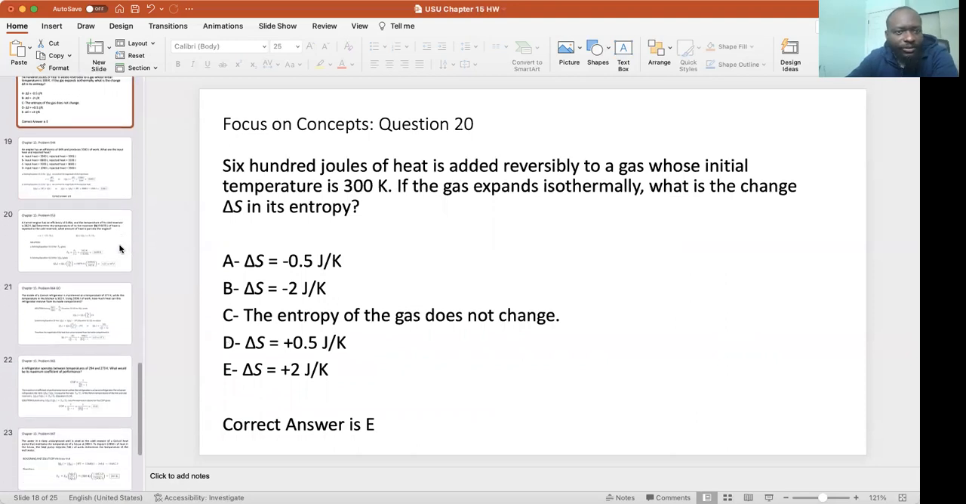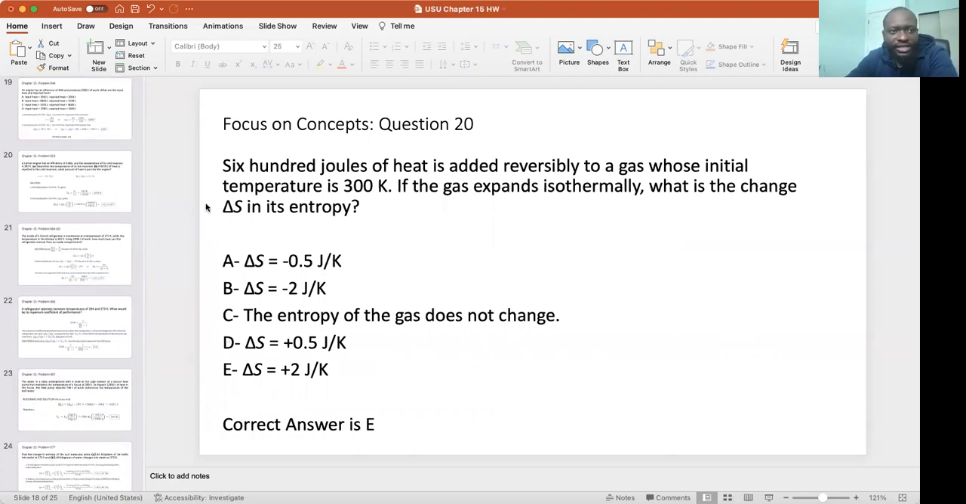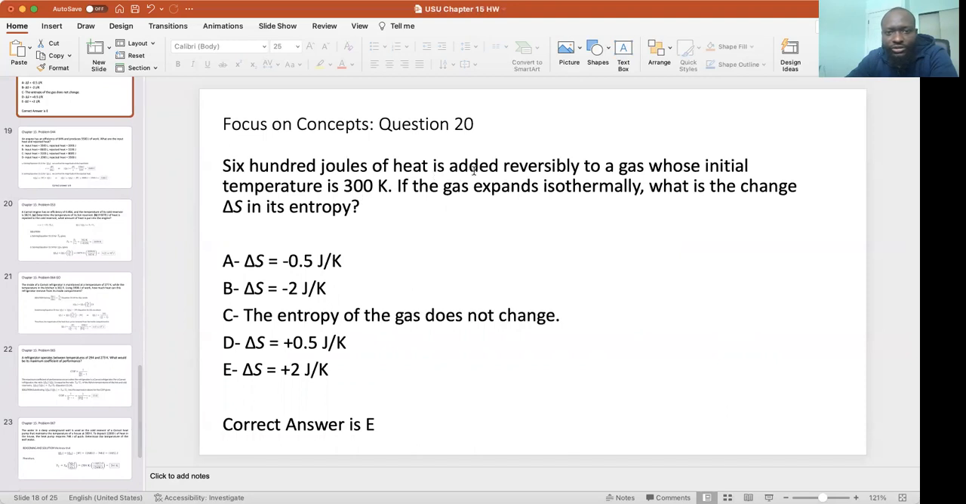Next is Focus on Concepts, question 20, and it says 600 joules of heat is added reversibly to a gas whose initial temperature is 300 Kelvin. If the gas expands isothermally, what is the change in entropy? So entropy is number of joules per Kelvin in this case. So 600, just put this in numbers and it's easy. 600 joules divided by 300 Kelvin becomes 2 joules per Kelvin in this case. So the correct answer is E.